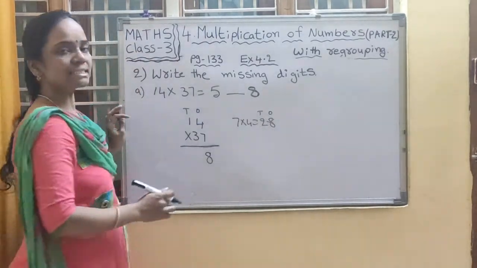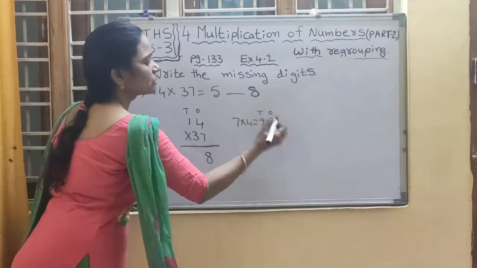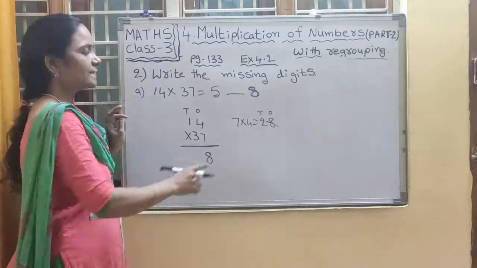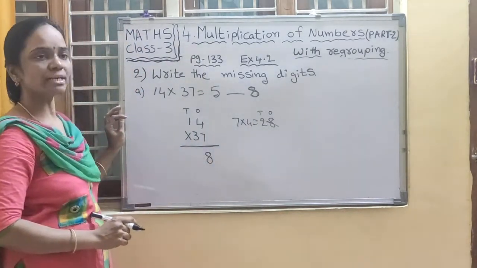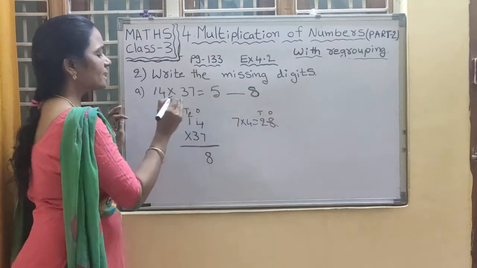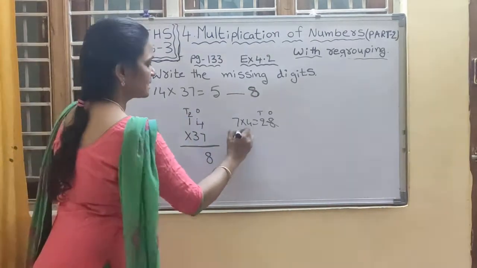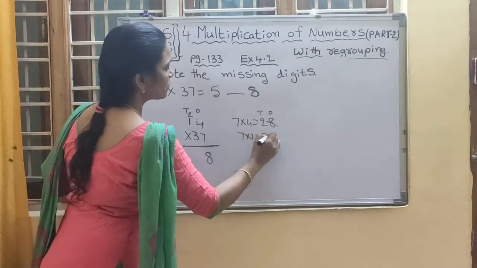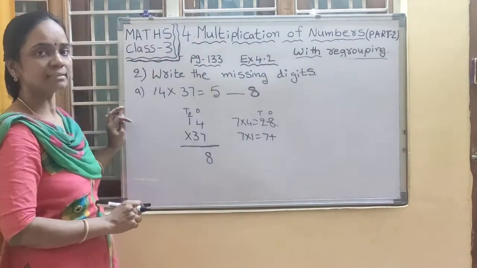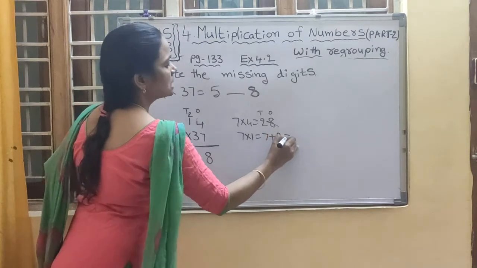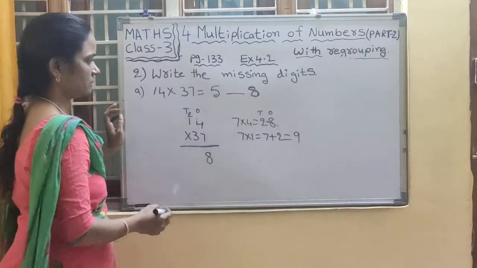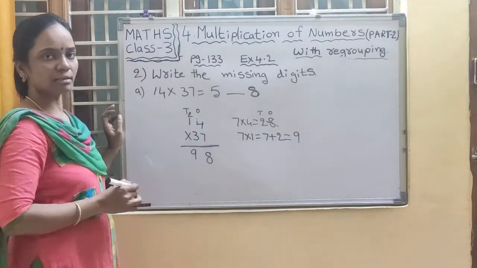And the tens place digit is 2. So done, 2. Cut it. And the tens place digit 2 is forwarded to the tens place. So above 1, write down 2. Okay? 7 1s are 7, plus what is the carry? 2. 7 plus 2 is 9. So write down 9. Okay?